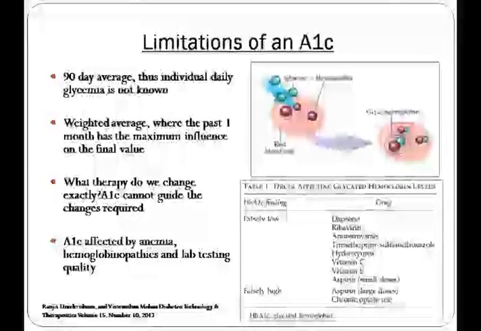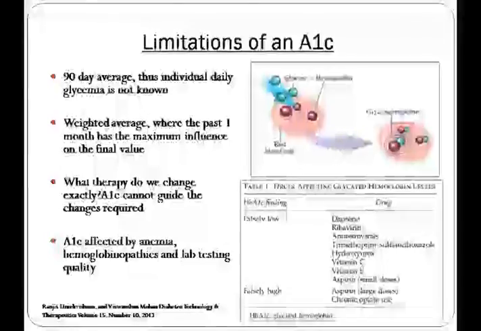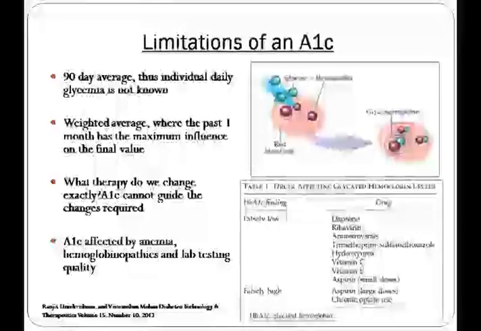So A1C, what have we been doing so far? When we talk about monitoring our patients' sugars, we do SMBG, do a fasting and postprandial from the laboratory, and do an HbA1C. We have now reached a stage where a good number of our patients are doing A1C. There would still be centers, towns, rural areas where patients are not able to afford A1C. And here we are already talking about the limitations of an A1C. What are these limitations? It's a 90-day average. Thus, what is happening on a day-to-day basis is not known to us.